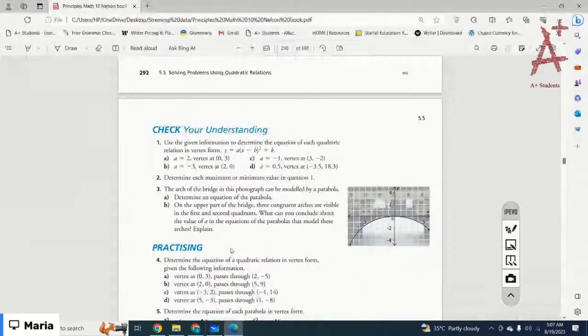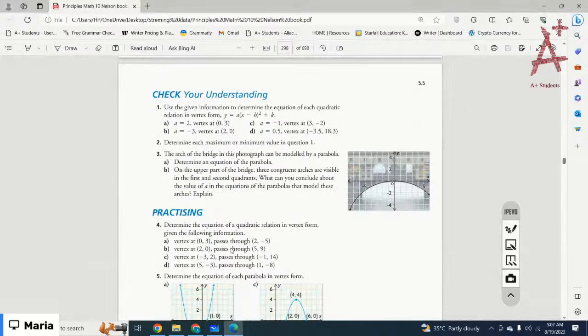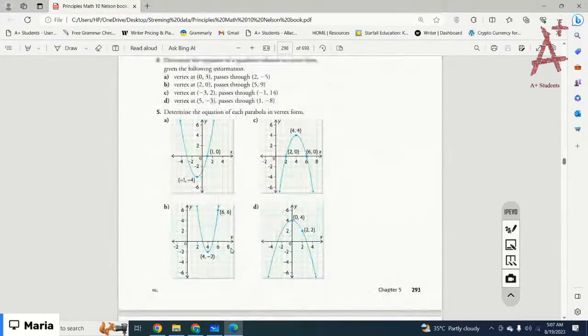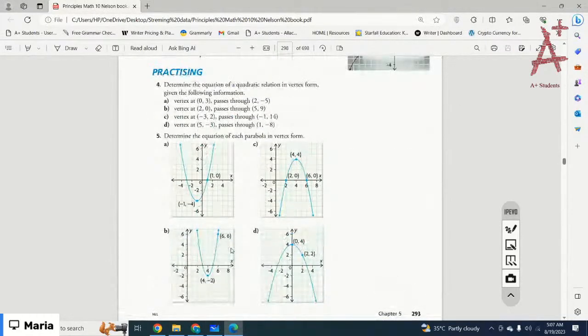Okay, let's just start with question number 3. Determine the equation of the quadratic relation in vertex form given the following information. Vertex and passes through the point.